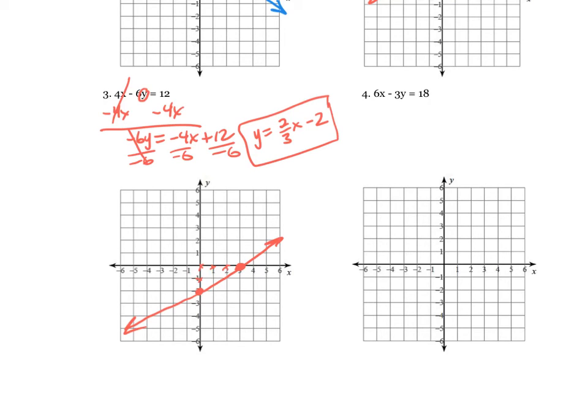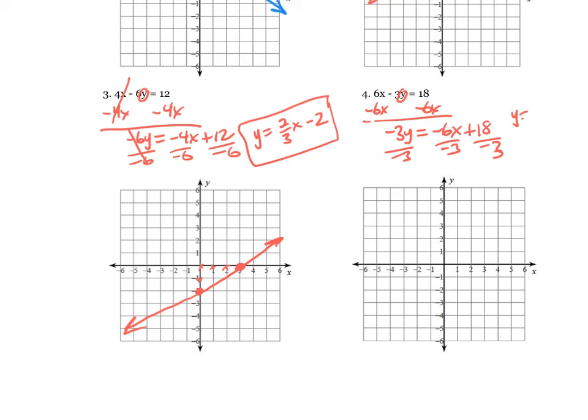And one more example, example 4. Same idea, I'm solving for y. So first I'll get rid of the 6x by subtracting 6x. Don't forget to bring the negative 3 down with the y. I like to write the x term first to keep it in that y equals mx plus b form. Then divide both sides by negative 3, but remember you need to divide everything by negative 3.